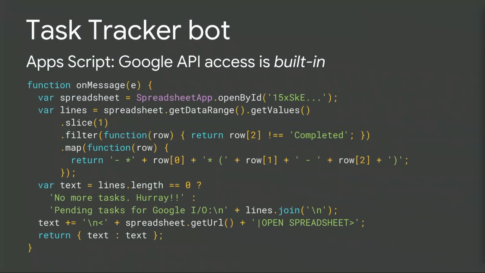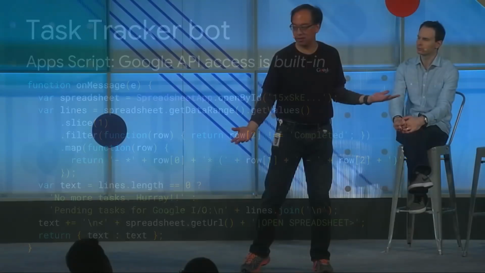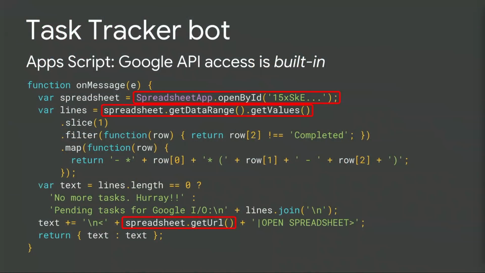What? I don't see any auth or API calls here. That's a very good question, Wes. So notice how, in terms of API calls, just like the translate bot, all the API calls are just function calls. It's just SpreadsheetApp.openById, getDataRange, getValues, getUrl. That's it. You're not doing anything complicated. You're not building REST requests or using an SDK. You just call them as if they're built in.